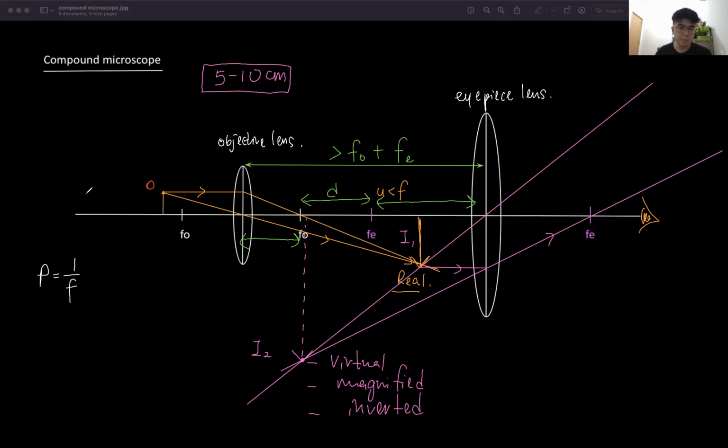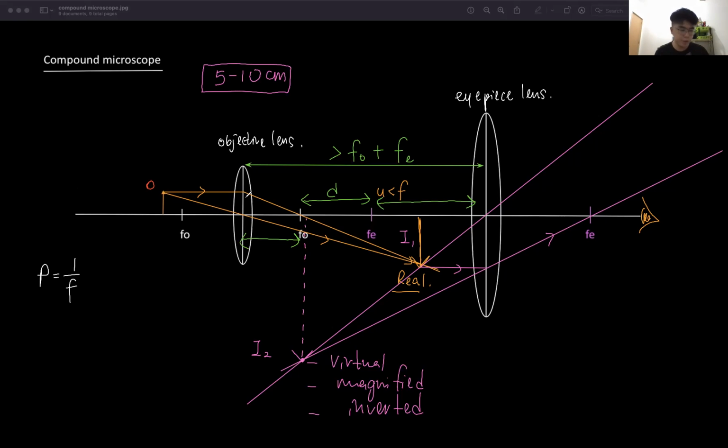Point number two to take note of is that the objective lens, as already mentioned, is higher power than the eyepiece lens.